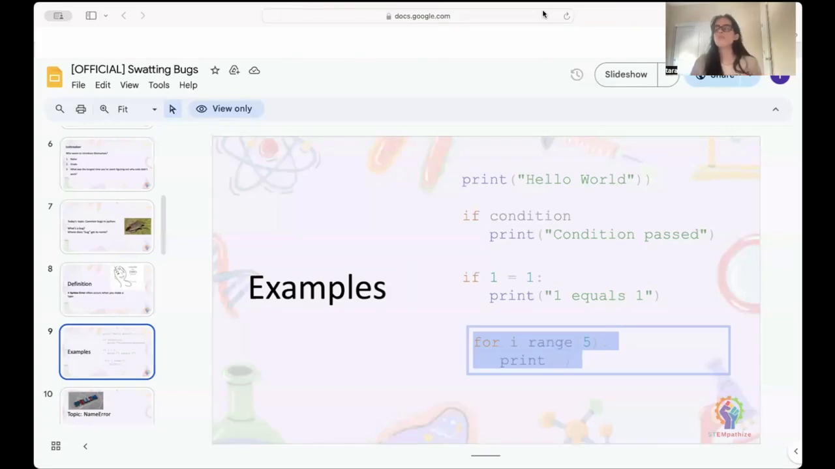Okay, so keep in mind, this is a lot about learning the language. So if you don't know the language, you won't be able to find the errors. But it's okay because we're going to be going through it together.